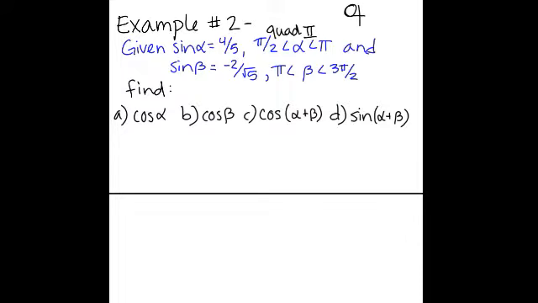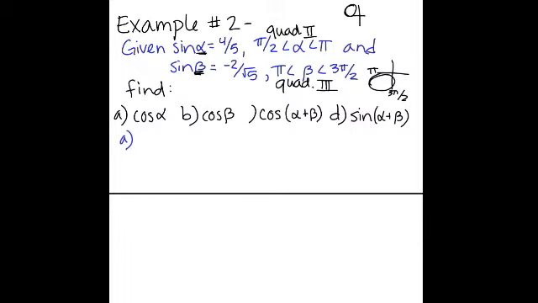And then it gives you that the sine of beta, take note that these are different angles, one is alpha, one is beta, is negative 2 over rad 5, and it's between pi right here and 3 pi over 2. So that's telling you it lands in quadrant 3. Okay, those are the givens. Now this is what it wants you to find: the cosine of alpha, the cosine of beta, the cosine of alpha plus beta, and the sine of alpha plus beta. So let's find the cosine of alpha first.